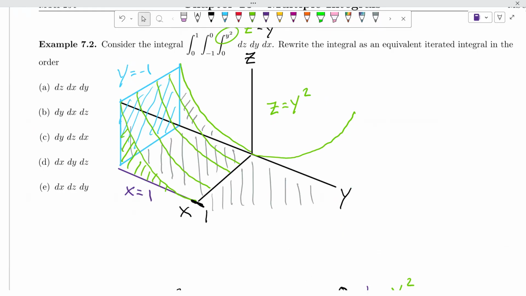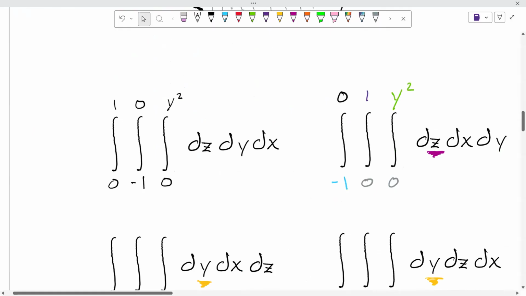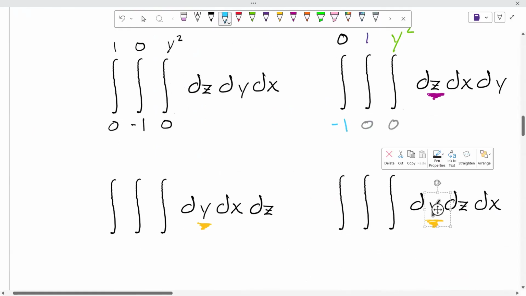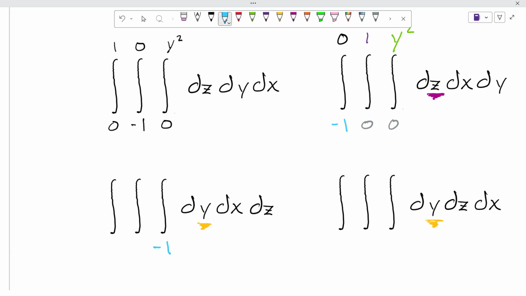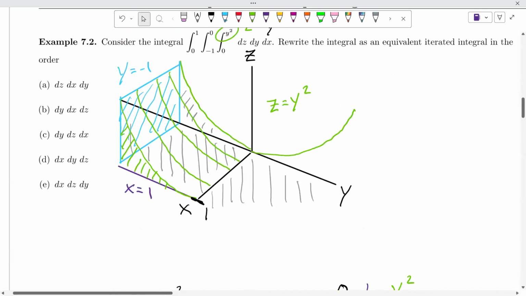Right? If I come barreling down that y-axis, the first surface I'm going to run into is the blue one, that blue plane. So my initial bounds for y should be -1. But then for my upper bound, my right bound, the second surface I run into as I'm traveling in a direction parallel to the y-axis, my exit surface is the green one.